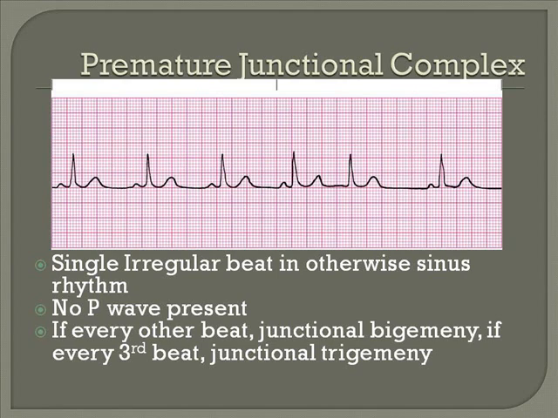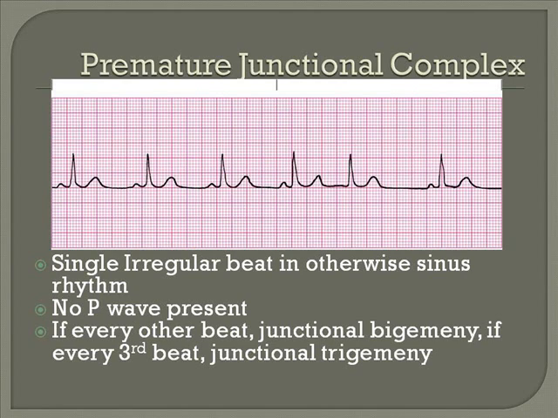Now, when you look at the P waves for the first rhythms that are regular, you notice that they all look the same, but we have this single irregular beat that doesn't have a P wave. And because there's no P wave, that's how we define it as a premature junctional complex. Again, it has a narrow QRS, or it could be another type of premature complex.